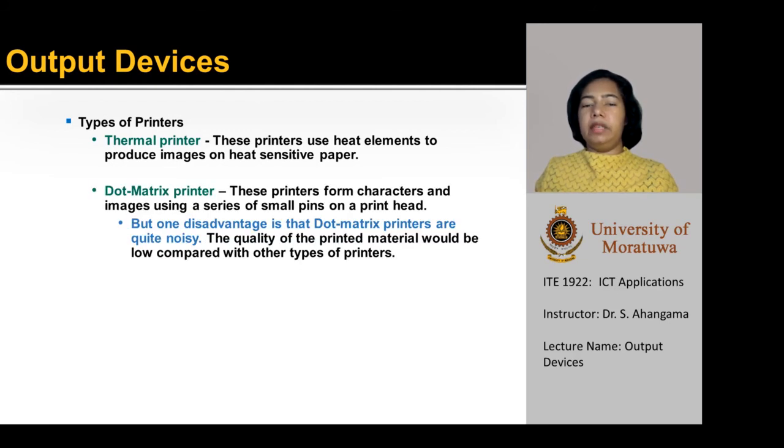Dot matrix printer. These printers form characters and images using a series of small pins on a print head. This was widely used in microcomputers some time back since they were inexpensive and reliable. But one disadvantage is that dot matrix printers are quite noisy. The quality of the printed material would be low compared to other types of printers.